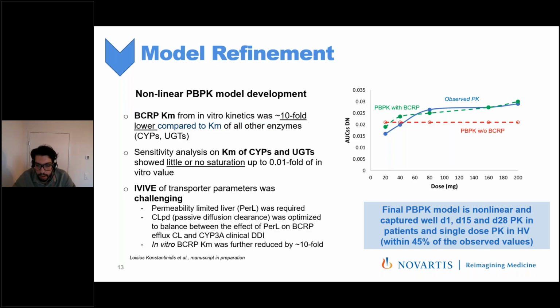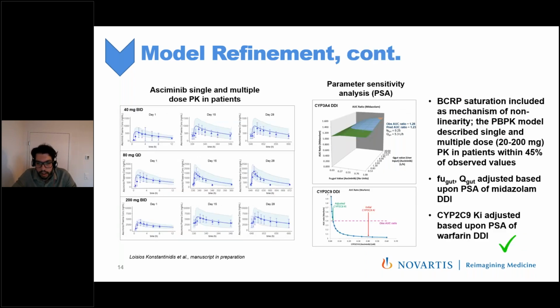But the final PBPK model, which was nonlinear, was able to capture the PK parameters at day 1, day 15, and day 21 after single and multiple dose PK in healthy volunteers and cancer patients within 45% of the observed values, which was considered reasonably good model performance. All right, so let's move on further with the model refinement.